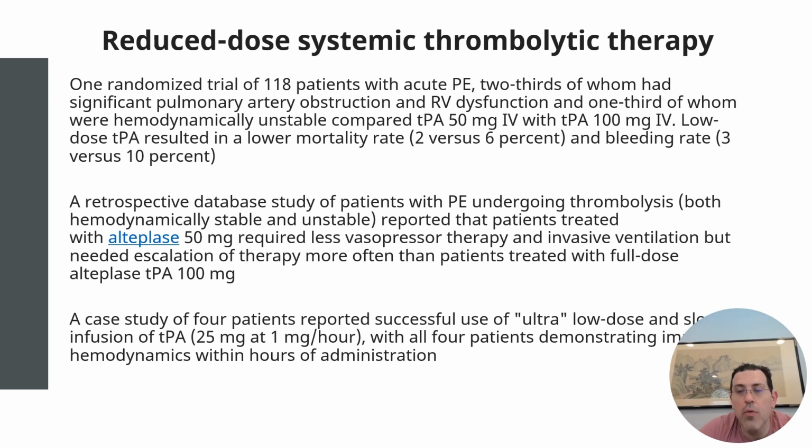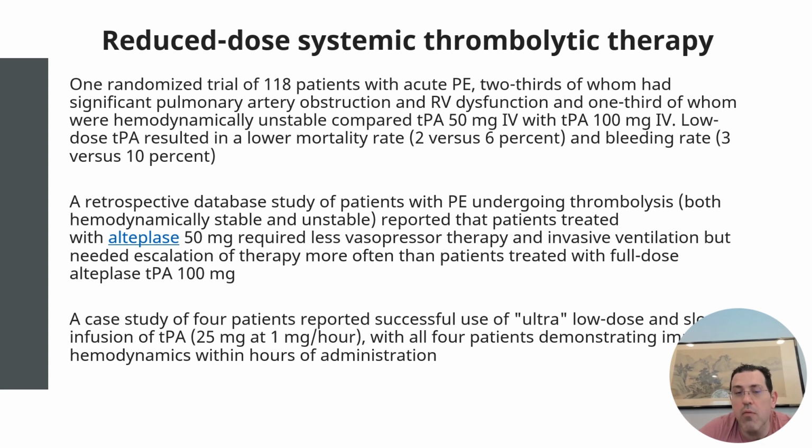And so now, along those lines, more studies have looked at reduced dose systemic thrombolytic therapy. In this next one here, this was a randomized trial of 118 patients with acute PE, two-thirds of whom had significant pulmonary obstruction and RV dysfunction, and one-third of whom were hemodynamically unstable. They compared, again, a lower dose, half the dose, 50 milligrams of TPA, as compared to the full dose, which is the 100 again. And the low dose TPA resulted in a lower mortality rate and lower bleeding complications.